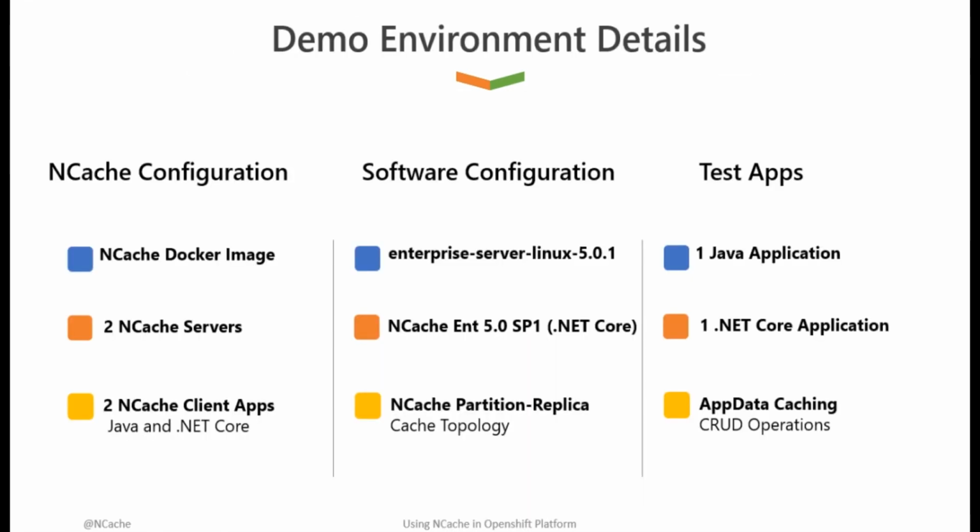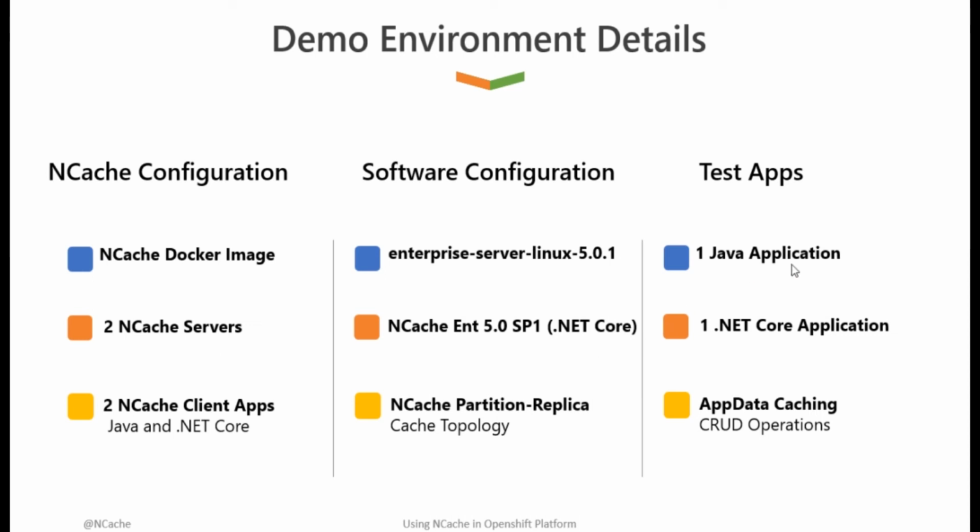Here are details on our demo environment setup. I'm using two NCache servers to formulate a cluster, and I will use two client applications to connect to this cache. The server-side NCache Docker image is represented with this tag, Enterprise Server Linux 5.0.1. This is available on our website as well as on Docker Hub. It is our latest 5.0 SP1 release, .NET Core version, so that you can use it on Windows as well as on Linux. But for this demonstration, we'll be using Linux.